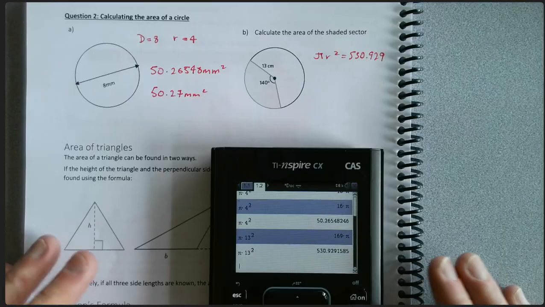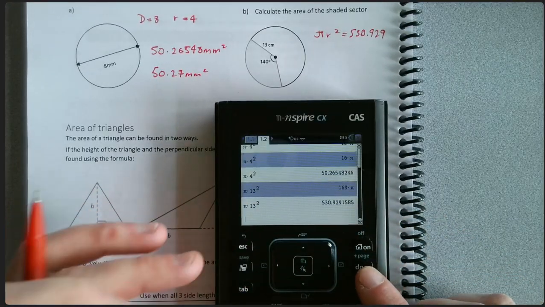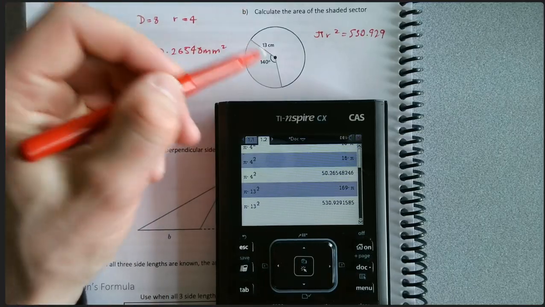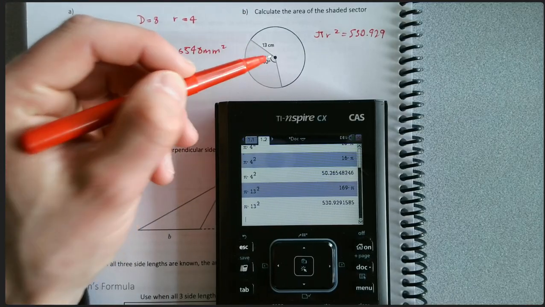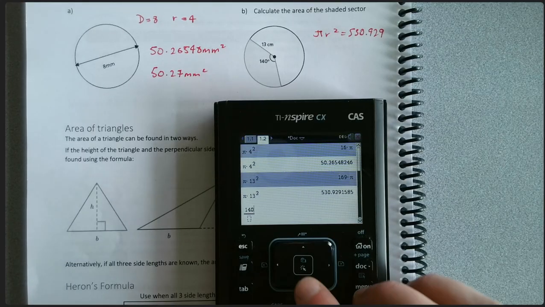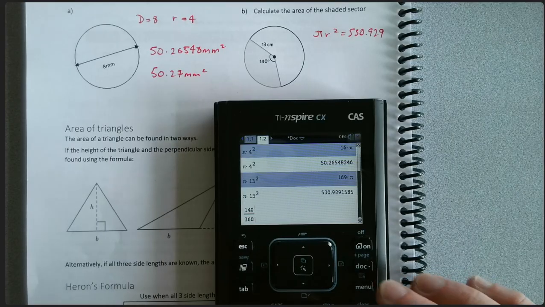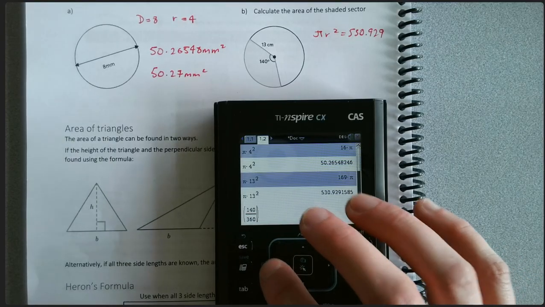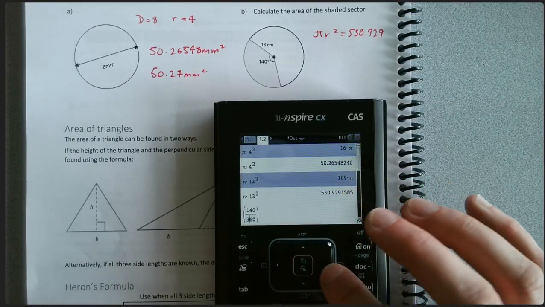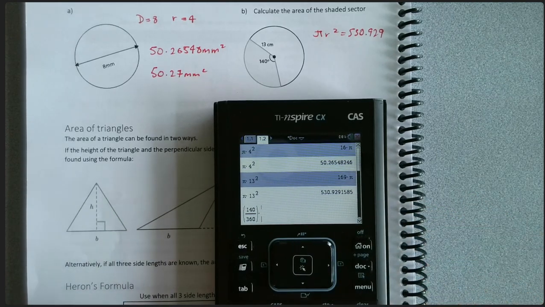We could probably plug the whole formula in at this point as well. So if you wanted to skip this step, we could just do it the way it kind of goes through. So we want this over 360, so the angle over 360. So it's 140 divided by 360. To make sure that happens first, we can put that in a bracket if we like. 140 over 360 multiplied by pi, and then our 13 squared.